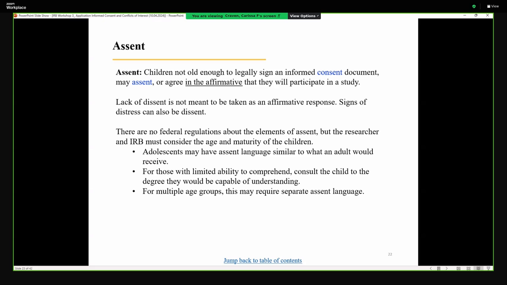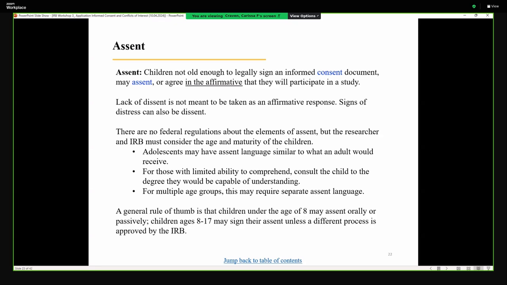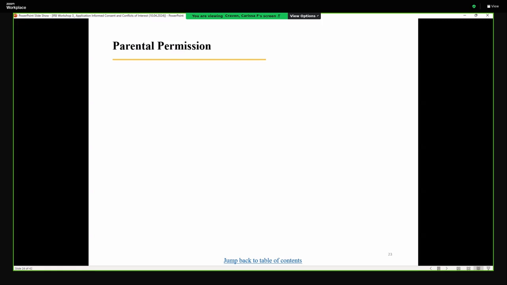If you are researching multiple age groups, you might have one for younger children, one for preteens, and one for adolescents. So they would be slightly different language. The UIS general rule of thumb is that children under the age of 8 can assent orally. They can nod, they can give a thumbs up, called passive assent. And children 8 or older can sign their assent. It is just not legally effective consent. So it is assent. In these instances, you will also need to collect parental permission.